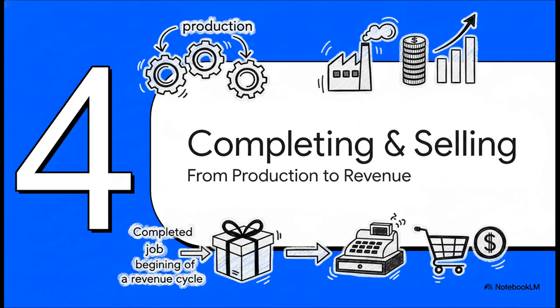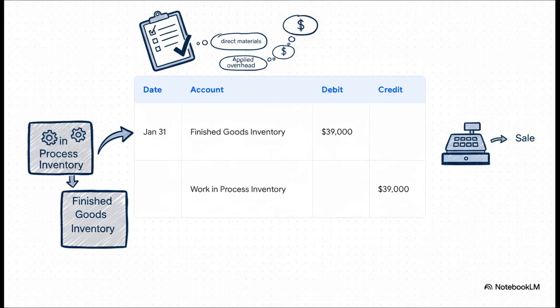Now that we understand how costs are assigned, let us follow the cost flow as a job is brought to completion and subsequently sold. This will take us from production all the way to revenue recognition. Upon the completion of a specific job, its job cost sheet is finalized. The total cost, which we see is $39,000, is then transferred out of the work in process inventory account and into the finished goods inventory account. This signifies that the product is complete and ready for sale.